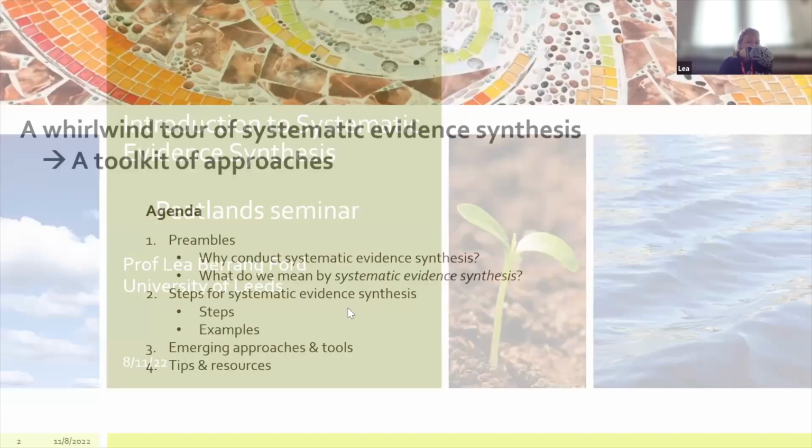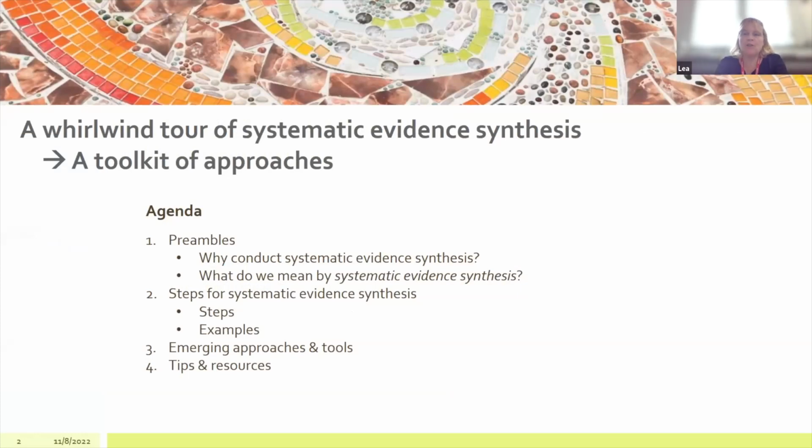I'm going to start with why we'd be interested in conducting systematic evidence synthesis. So what are the benefits of it? And what do we mean by systematic evidence synthesis, particularly vis-a-vis this kind of common term that we hear, systematic review. And then I'll just walk through all of the different pieces or the different steps of systematic evidence synthesis with examples.